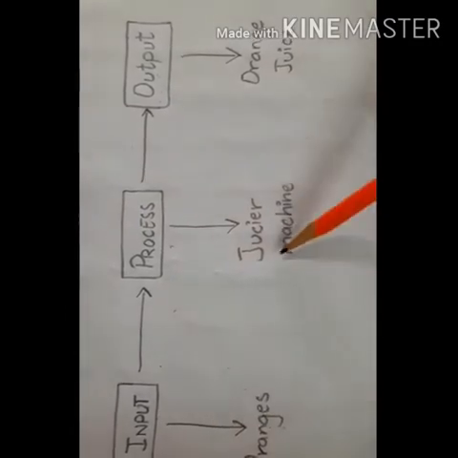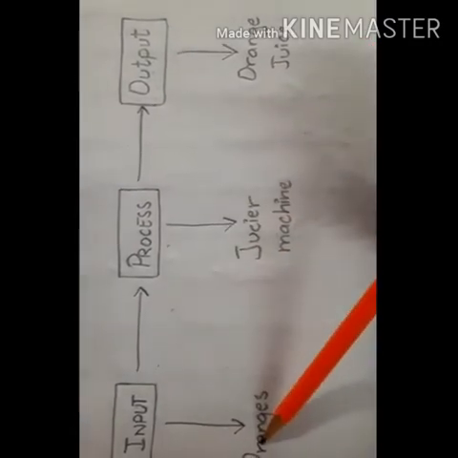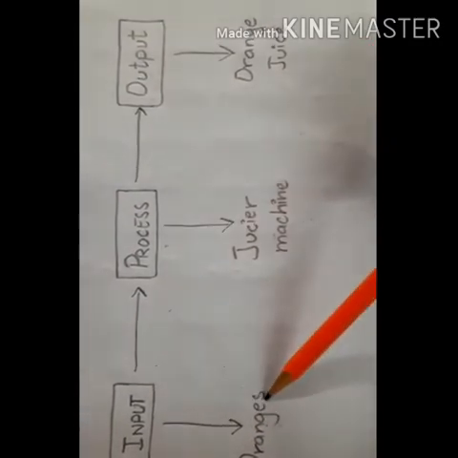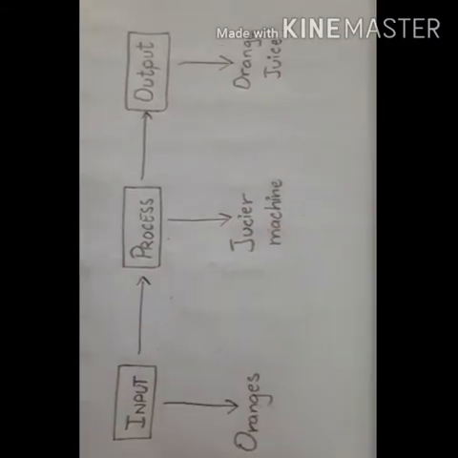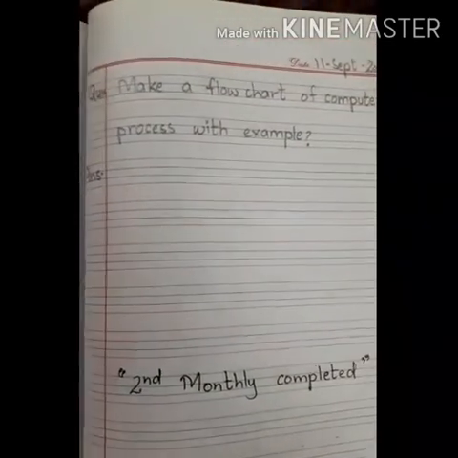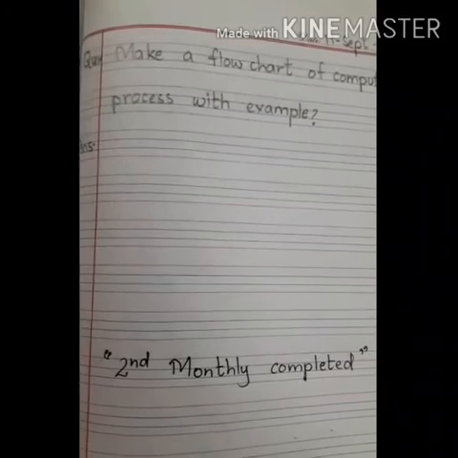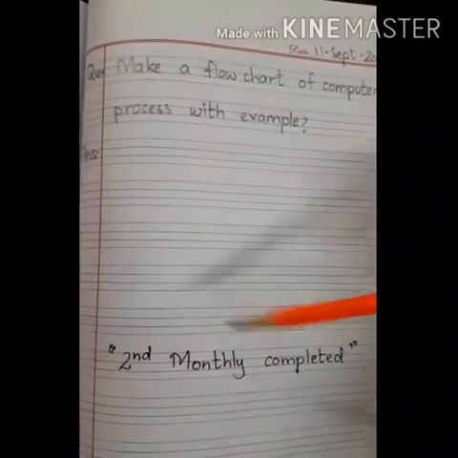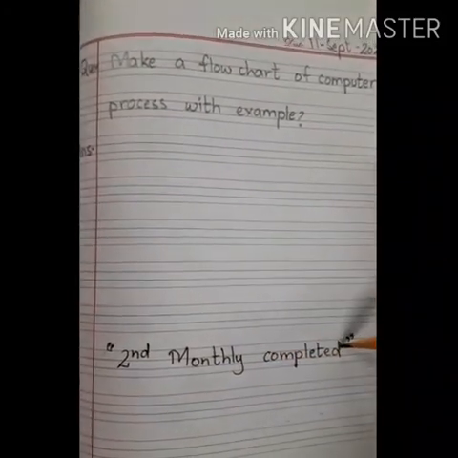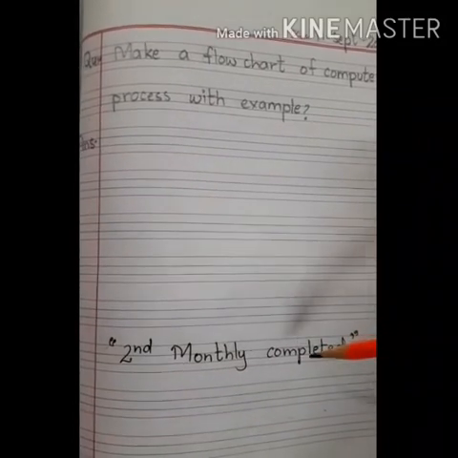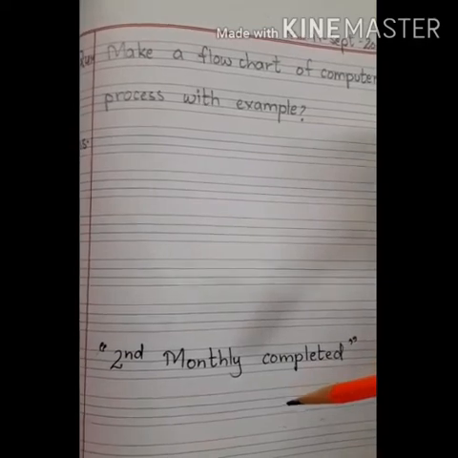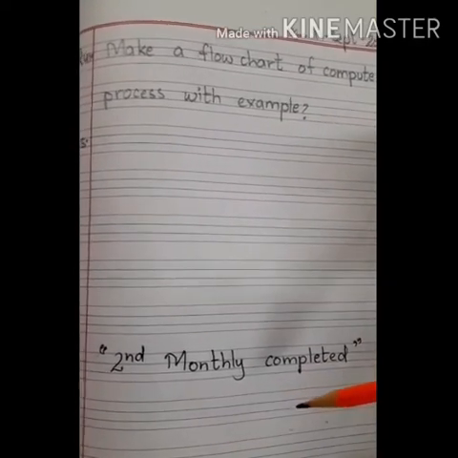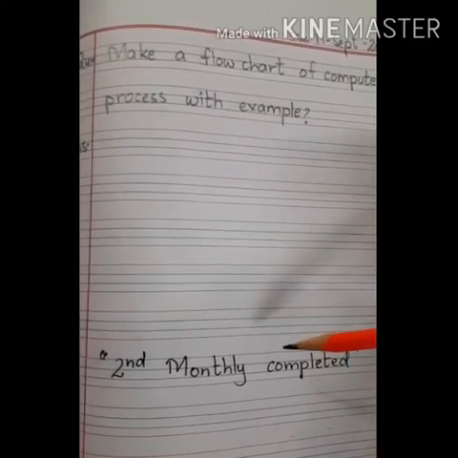So write these 3 things like this, and for identifying it, make the arrow like this. Okay, now do this question number 4 like this in front of question number 4 on the blank page. Now after that write down "second monthly completed", because up till here your work has been completed for second monthly. Now do your work in a neat and clean way, as I have told you.